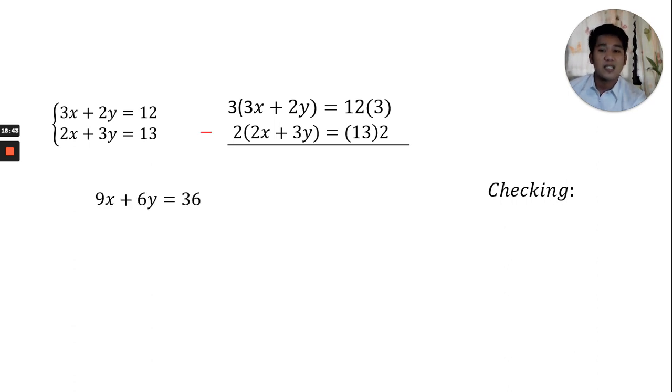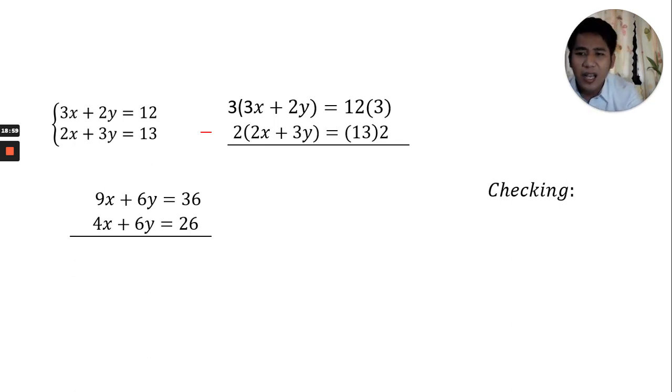So 3 times 3x is 9x, 3 times 2y is 6y, and 12 times 3 is 36. Second equation, 2 times 2x is 4x, 2 times 3y is 6y, and 2 times 13 is 26. Now, we have a common or same numerical coefficient, which is 6 for the y variable. How are we going to eliminate 6y? Are we going to add or subtract? Positive 6y, positive 6y? Yes, we're going to subtract. So 6y minus 6y is 0. So that's it. Let us subtract the two equations.